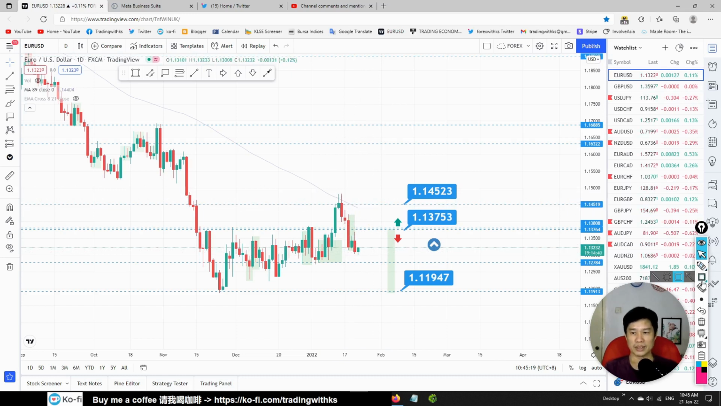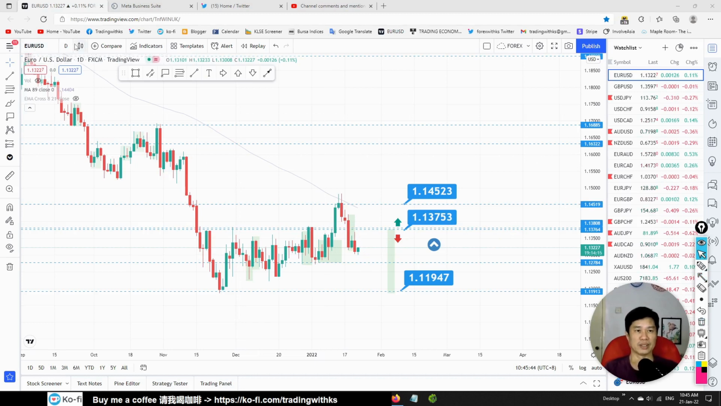Remember, we don't want to buy this here. Why? Because price is above our bias line. Now price has been below our bias line. This is our bias line, 1.13753. So now there is a possibility to sell, and we are looking for a sell opportunity. The price yesterday broke through, went back to retest, and went through. So there is a possible sell opportunity.